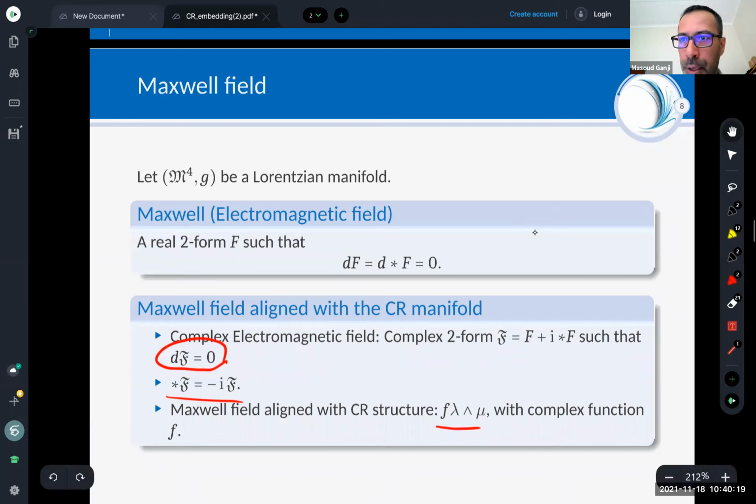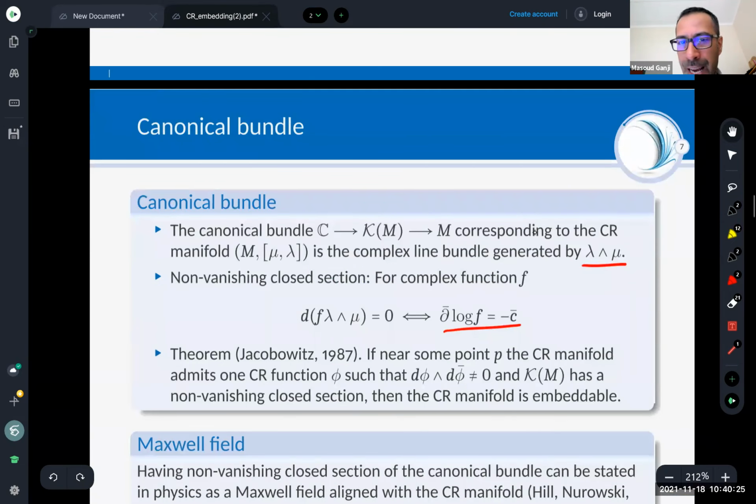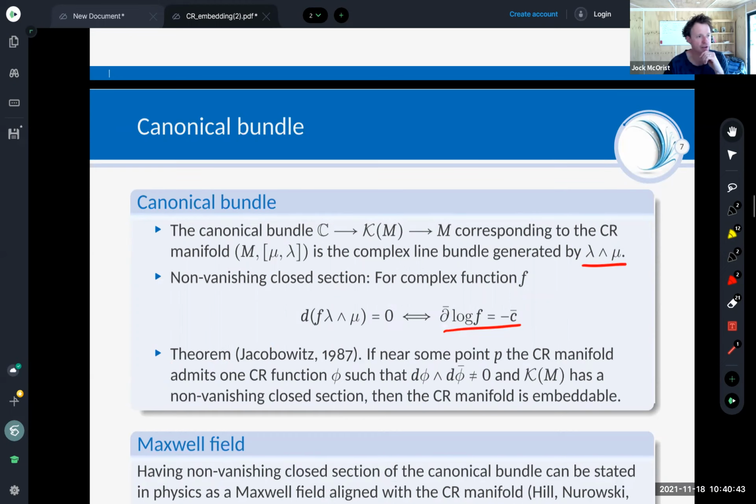And if you remember, I introduced the canonical bundle in this way. So the canonical bundle is this, with generator lambda wedge mu. So F multiplied by this generates the canonical bundle. And this is a Lorentzian manifold with a metric. Which one? Oh, it must have a metric. Is the metric flat or is it unspecified? So far, the canonical bundle has nothing to do with the metric. It's just a 3-dimensional manifold, a CR manifold, and lambda and mu. We don't have any metric at this stage.